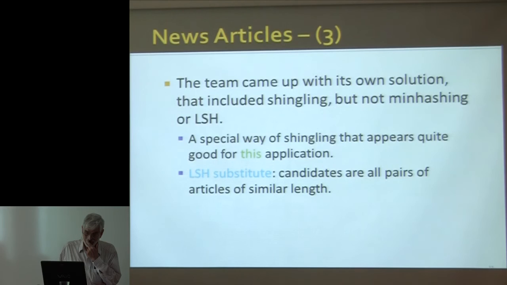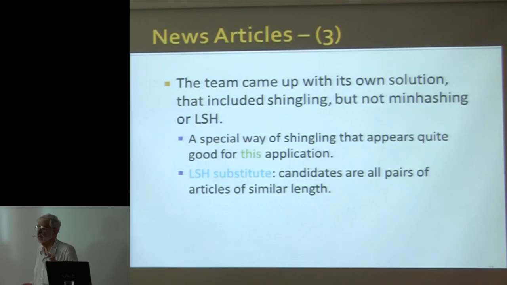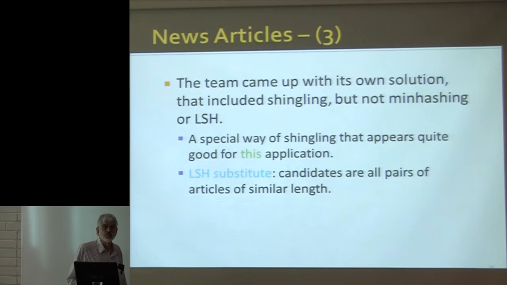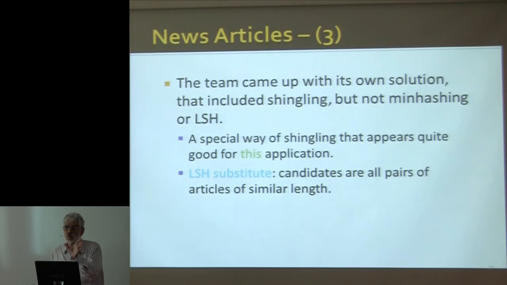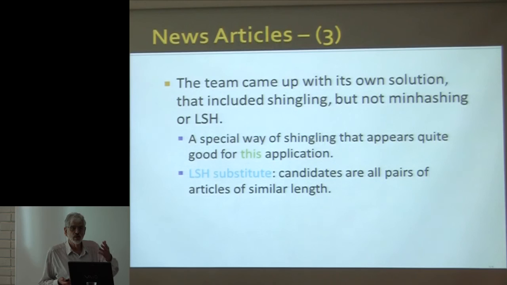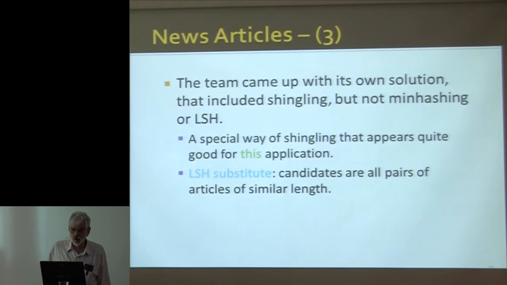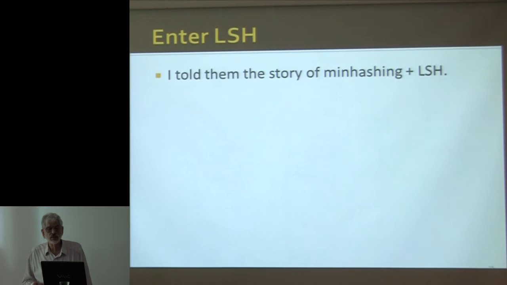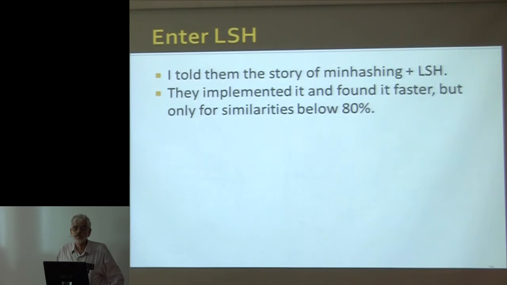They also had a very simple version of locality-sensitive hashing, where they simply sorted the articles by length and only compared articles if they were within 10% of each other in length. And that's fine unless one had a lot more ads than the other, or one source had chopped the article in half. So I told them about LSH and how to do it, and they implemented it. And they found that as long as the similarity was below 80%, this was, in fact, a more efficient and more accurate way to work.